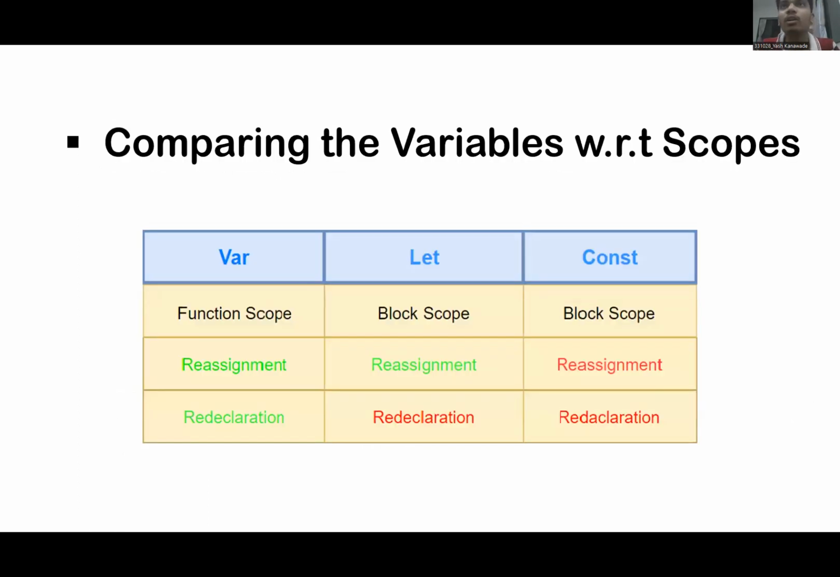Here is the table comparing the variables with respect to their scopes. We can see var has function scope, and it can be reassigned and redeclared. Let has block scope; it can be reassigned, but redeclaration is not possible. And talking about const, the scope is block scope, and reassignment and redeclaration cannot be done.